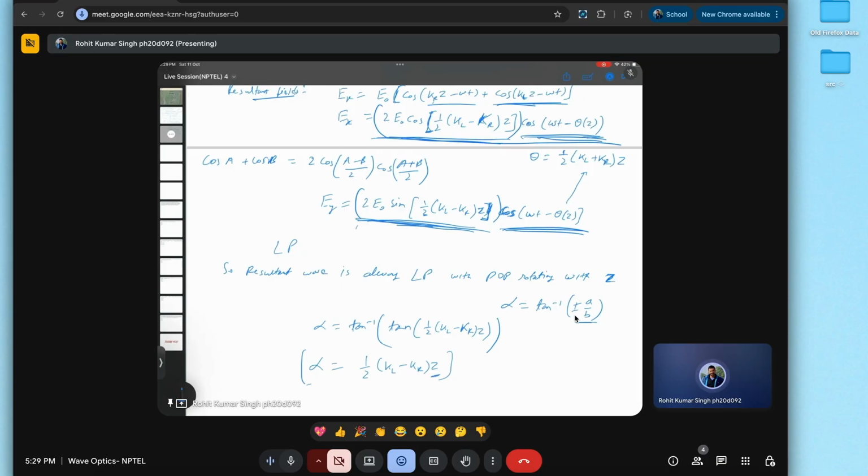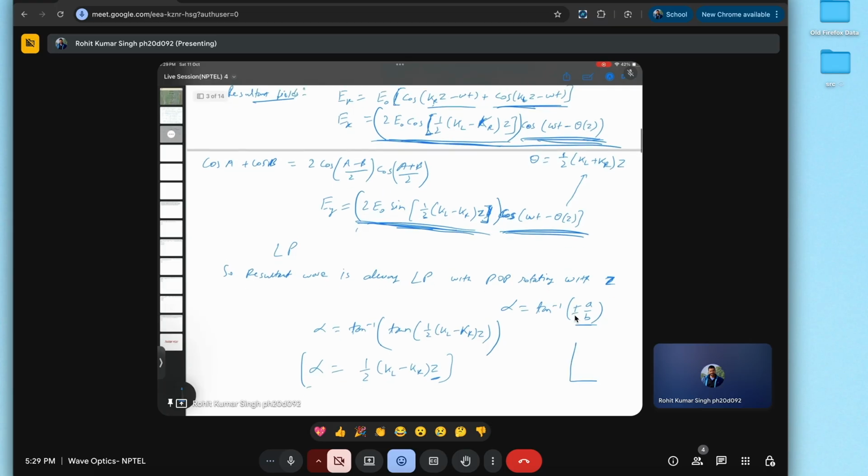So when the wave is passing through the medium, it depends on the z direction, okay, the angle that it is making. So you have this linearly polarized wave with this angle, and as it passes through the medium, this angle will change, okay, it will keep changing. So it will be linearly polarized, but the plane of polarization is rotating as it is passing through the medium, okay.